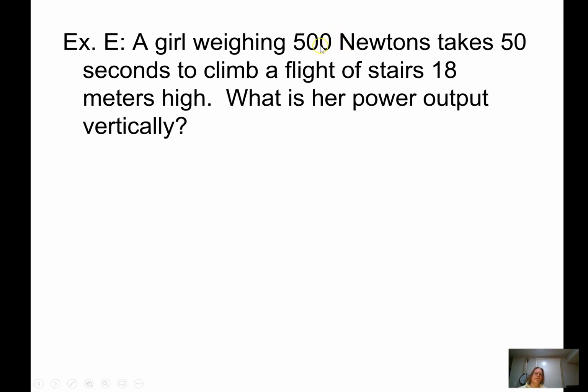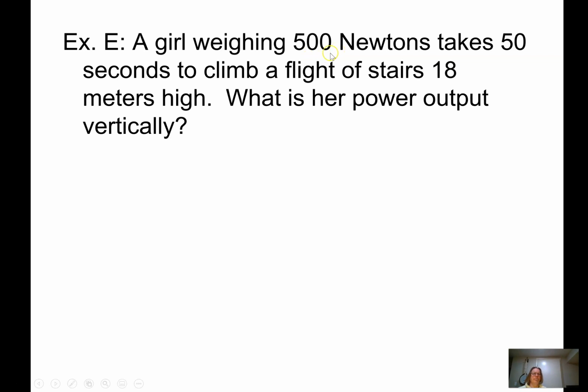So on planet Earth, she weighs 500 newtons. Takes her 50 seconds to get up those stairs that are 18 meters high. What is her power output vertically? Well, the reason it says vertically is because if she weighs 500, she has to push on each stair upwards with 500 newtons to go up, right?